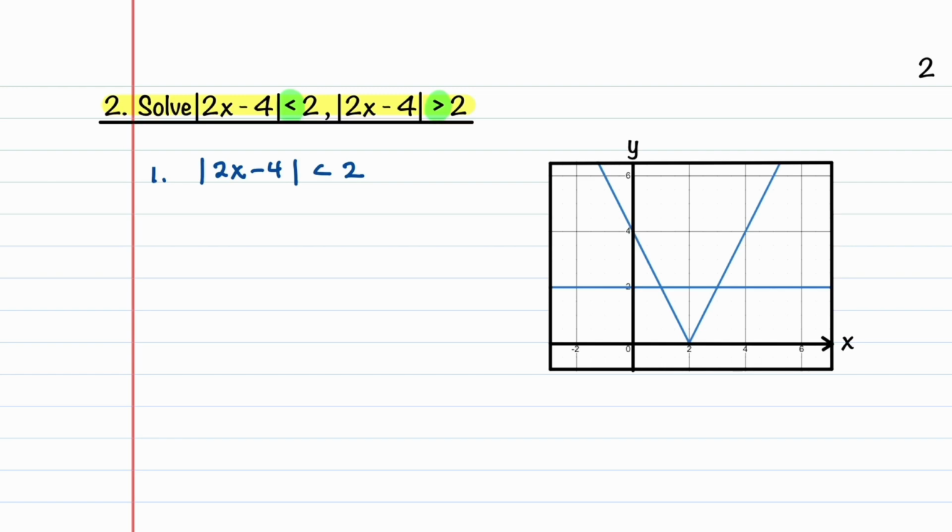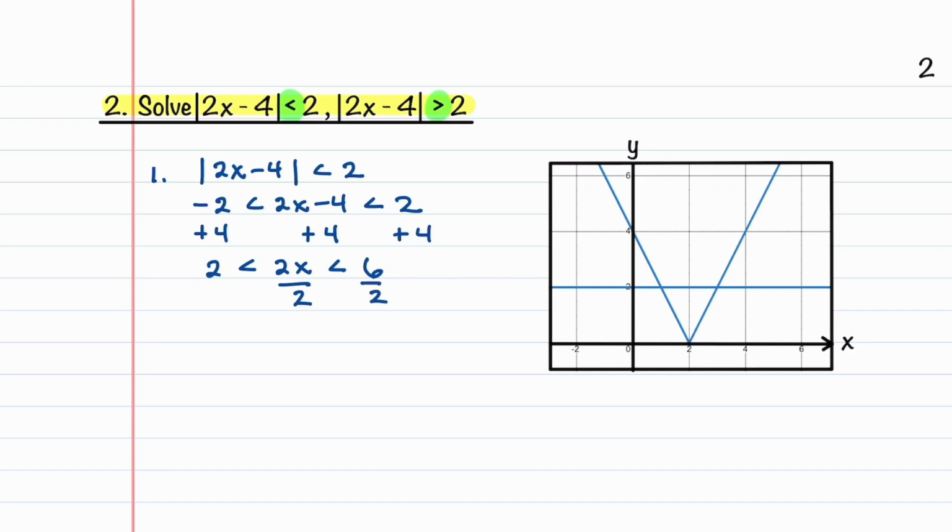When you have a less than, you're going to solve the inequality. Minus 2 is less than 2x minus 4 is less than 2. Now we want to solve for x, so let's get the 2x that's in the middle by itself. To do that, we're going to add 4 to all three pieces. 4 minus 2 on the left is 2, and in the middle we have a 2x, and then on the right we have a 6. Now we want to get x by itself, so we're going to divide each piece by 2, and this gives us 1 is less than x is less than 3.